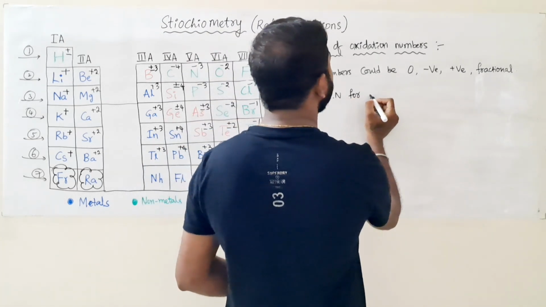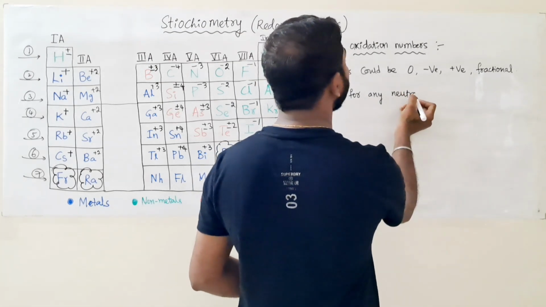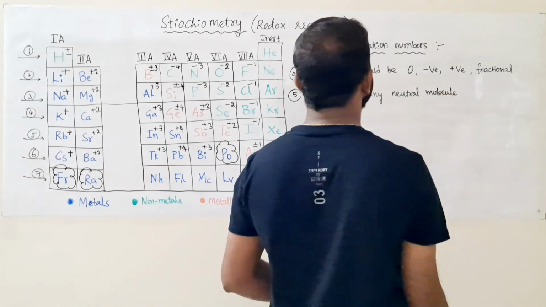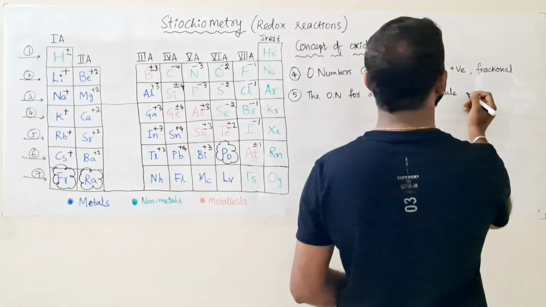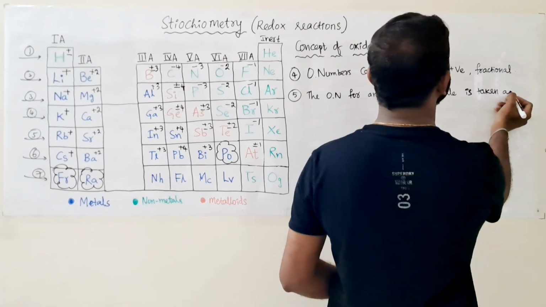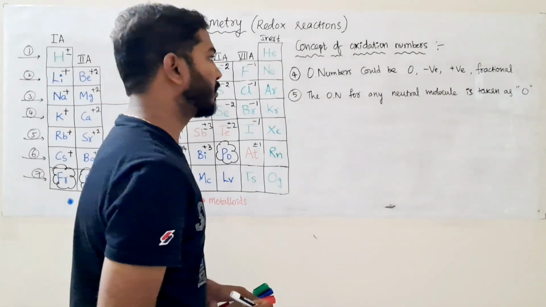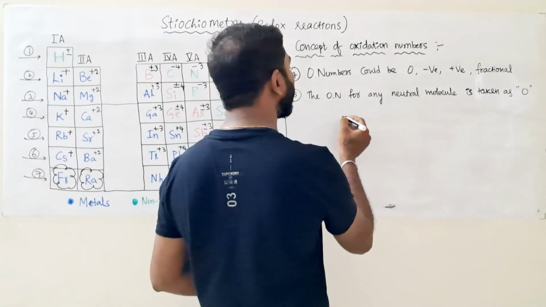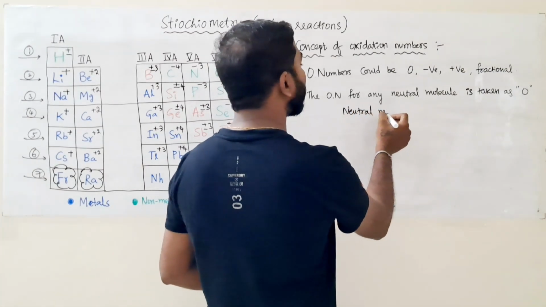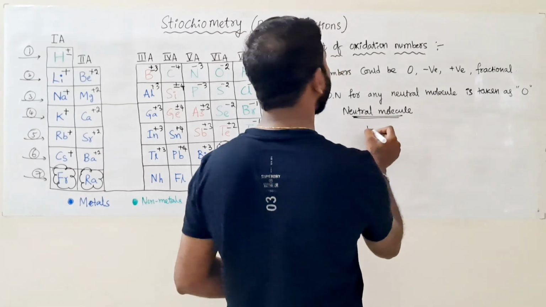And then next, if we move to the oxidation number for any neutral molecule, oxidation number for any neutral molecule is taken as, again, 0. Yes. What does it mean? So if you take any neutral molecule, let me give you neutral molecules. It could be so many neutral molecules.